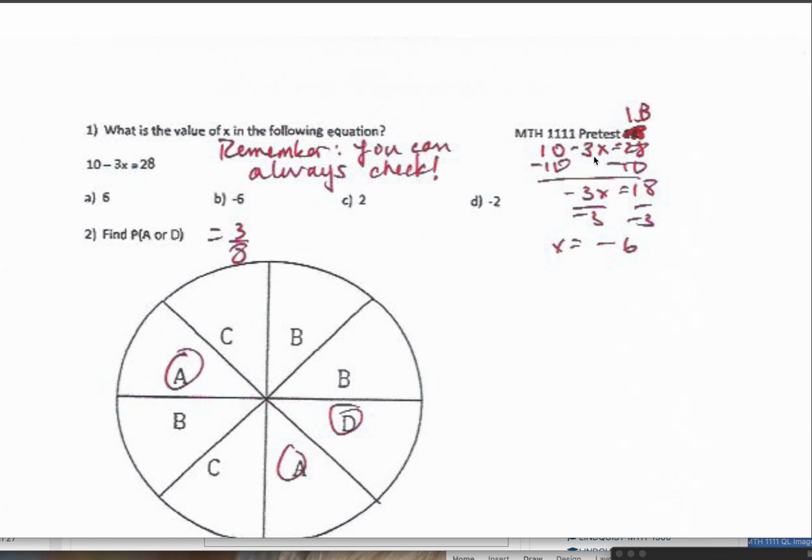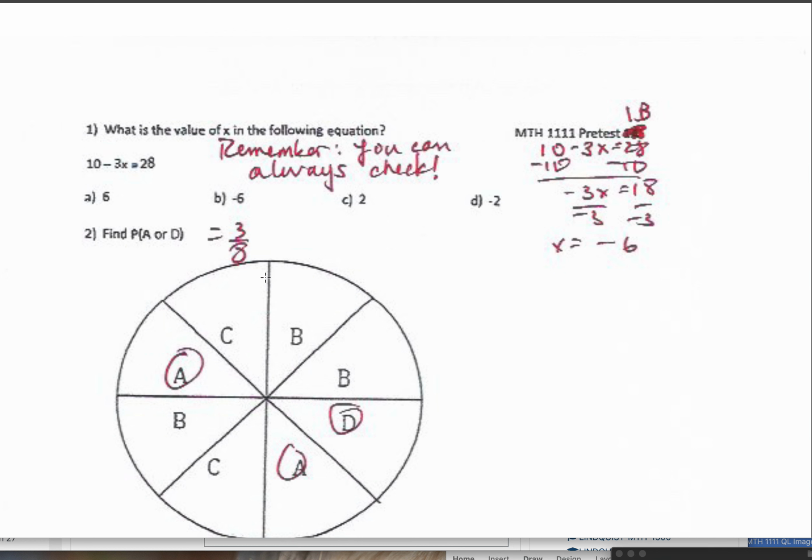The solution goes 10 minus 3x is 28. Remember, this is the danger moment. The 3x is being multiplied by -3. So that negative sign has nothing to do with the 10. It has everything to do with the 3x. So the first move is to look at this 10, which is positive, and do the opposite, which is to subtract 10. I get -3x is 18. Then I divide by -3, and I get x is -6.